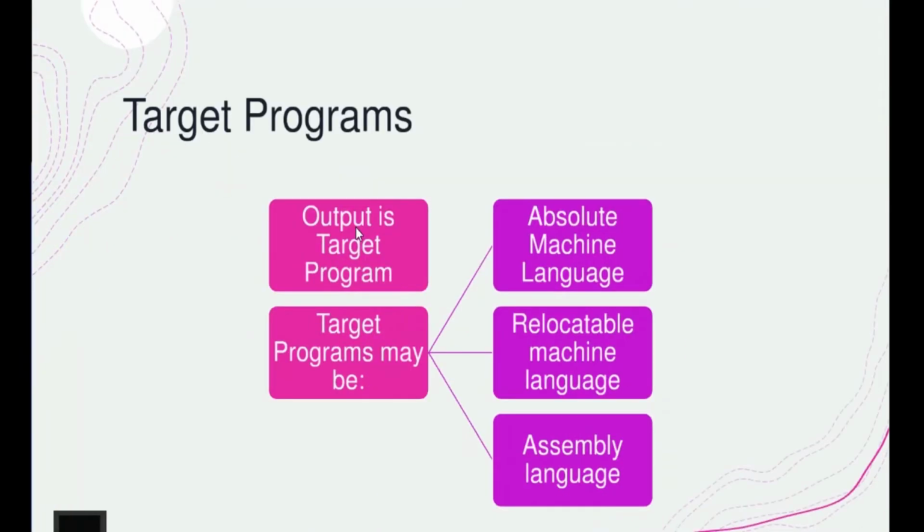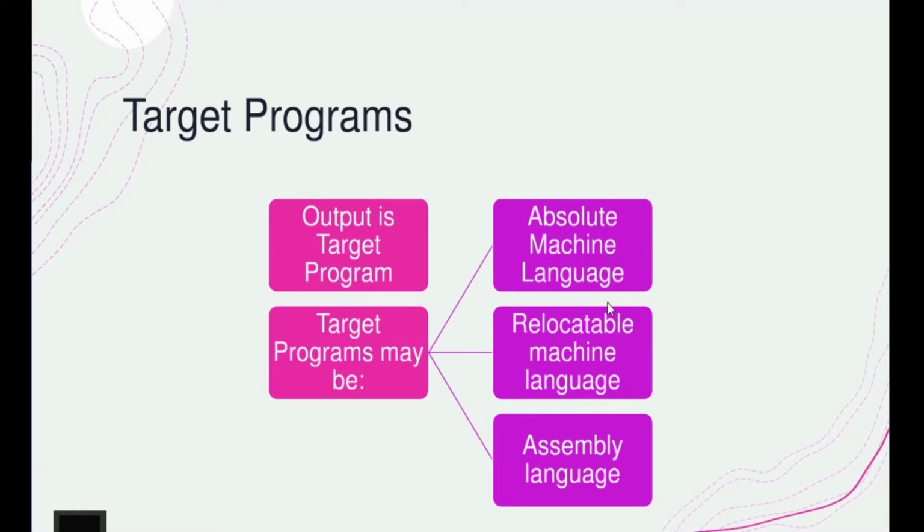Next, target program. What is a target program? Target program is nothing but the output of the code generator. The target program may be an absolute machine level language, relocatable machine language, or assembly language. What is meant by absolute machine language? Absolute machine language can be easily placed in a fixed location of memory and it can be immediately executed. Examples for absolute machine language are PL language or C language, and absolute machine language is also faster for small programs.